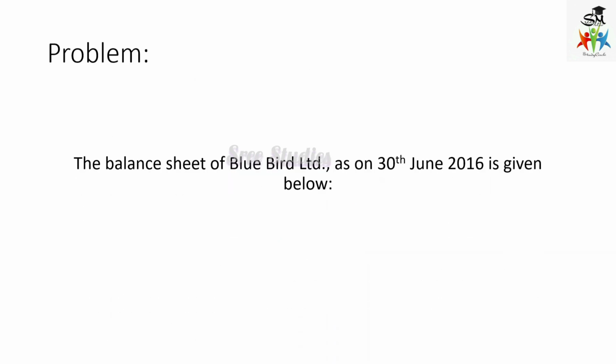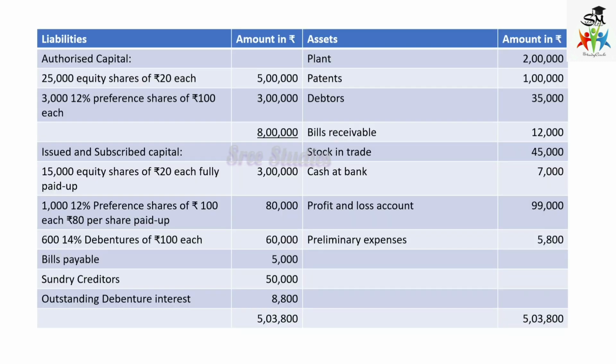The balance sheet of Bluebird Limited as on 30th June 2016 is given below. So here is the balance sheet, liability side and asset side. There is an authorized capital and then issued and subscribed capital: 15,000 equity shares of 20 each fully paid, 1,000 12% preference shares of 100 each, 80 per share paid up, and 600 14% debentures of 100 each, bills payable, sundry creditors, outstanding debenture interest. On the asset side, plant, patent, debtors, bills receivable, stock in trade, cash at bank, profit and loss account, and preliminary expenses.